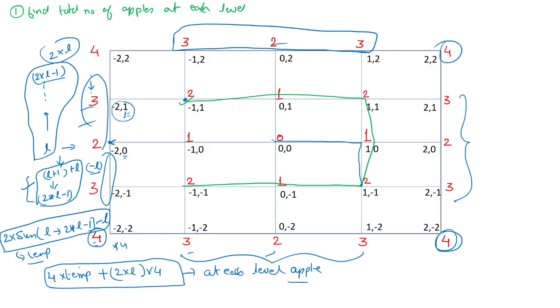Okay. So the point is, these L values and all those things you can easily calculate. The point is how we'll calculate the sum of L to 2L minus 1. Okay, so let's see this in the next slide.